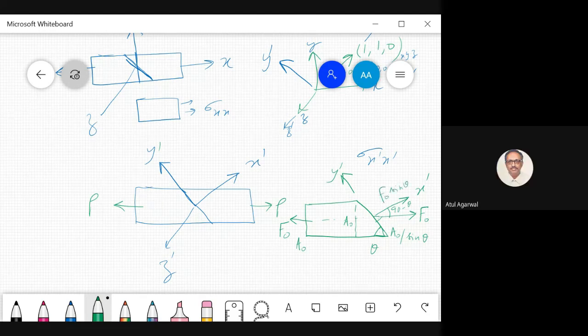What is the component along the y prime direction? F naught cos theta. So you can call it minus, because it is pointing in the negative y prime direction. Okay. Yes, sir. Okay.